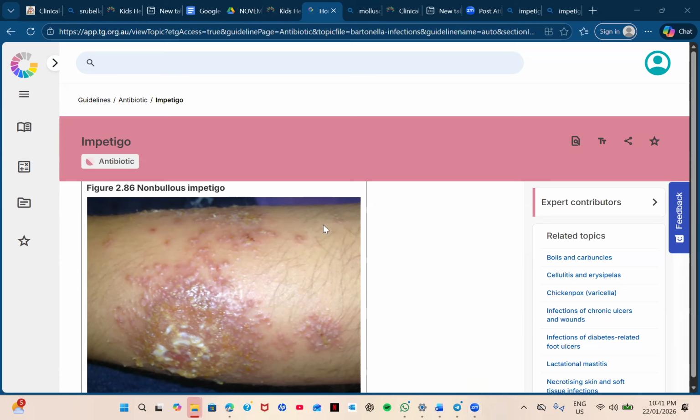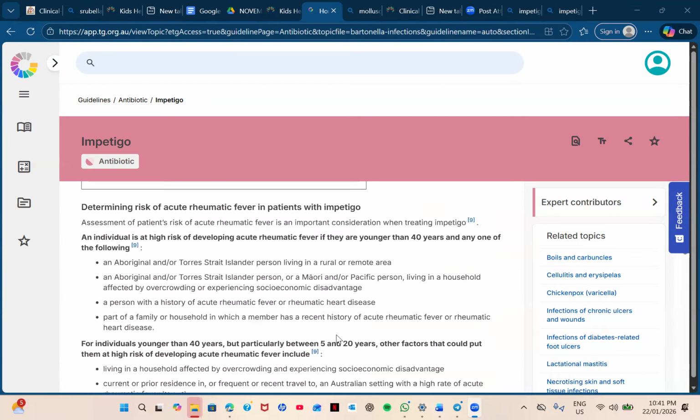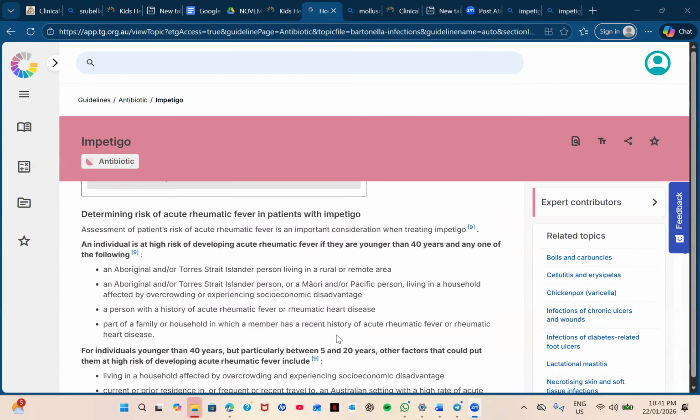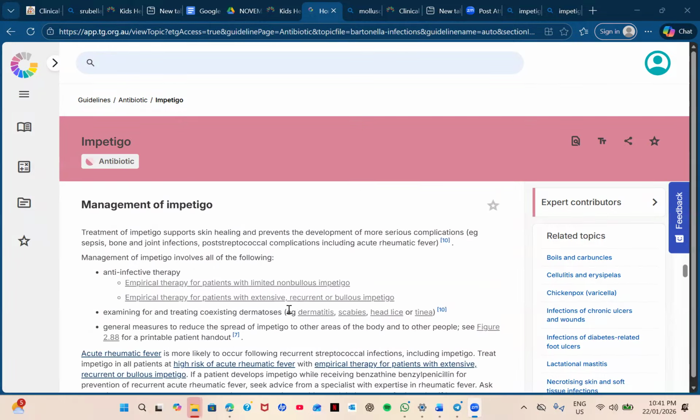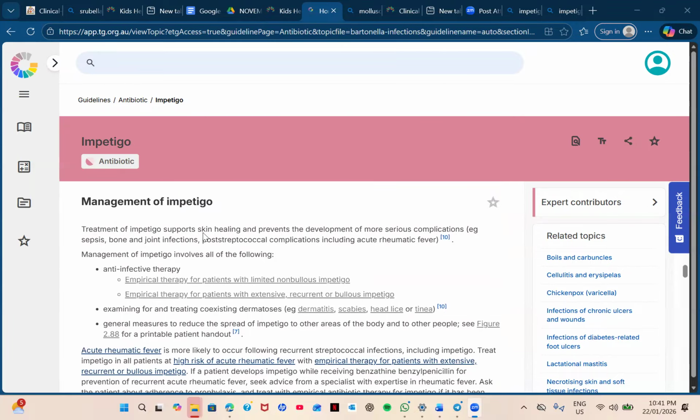Mupirocin, right? Mupirocin. So this is the first line treatment. Okay, let's discuss the treatment, and it has some differentiation as well. No need to read this one. It's the management of impetigo.